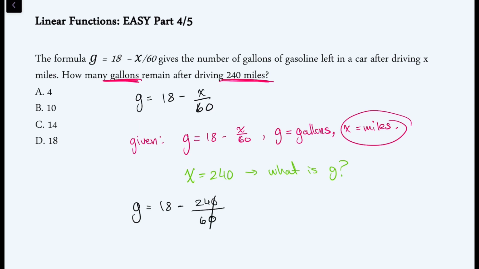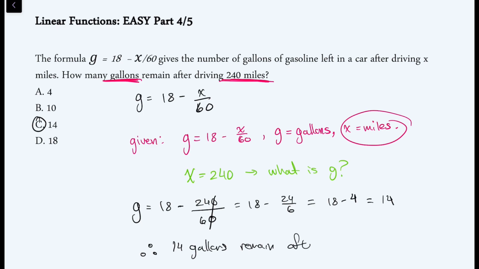And what is this equal to? We can cancel out the zeros, and you can say 18 minus 24 over 6, which is 18 minus 4, which equals 14. So therefore, 14 gallons remain after driving 240 miles.